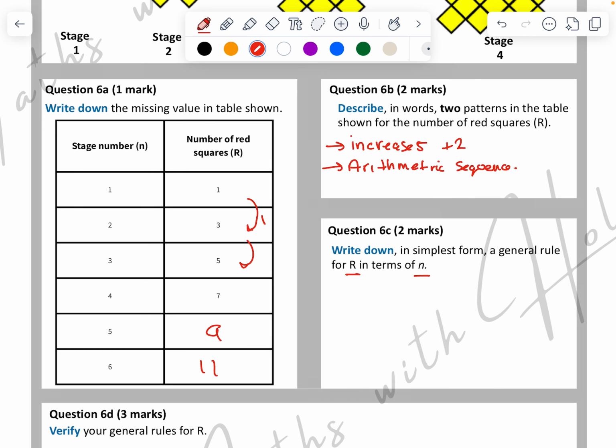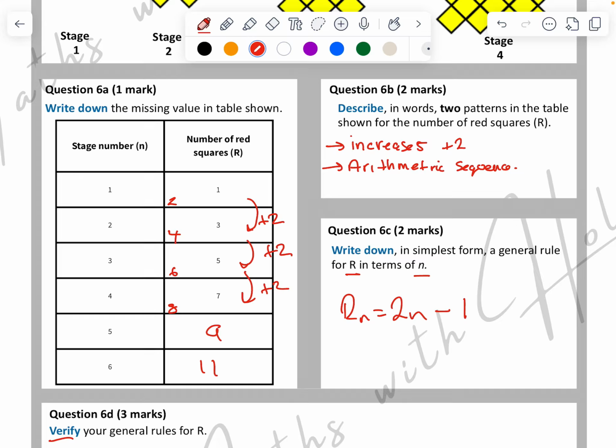Well, if you look at the table, it's plus 2, plus 2, plus 2. So that means it's going to be 2n. However, it's not the 2 times table. The 2 times tables would be 2, 4, 6, and 8. So I would have to subtract 1 to get the actual rule.